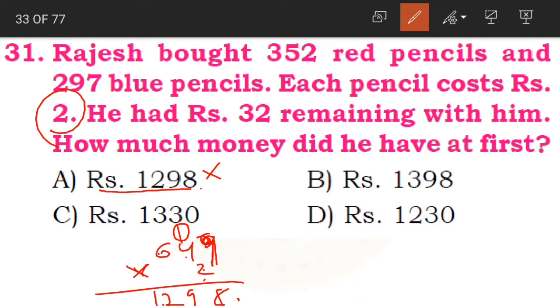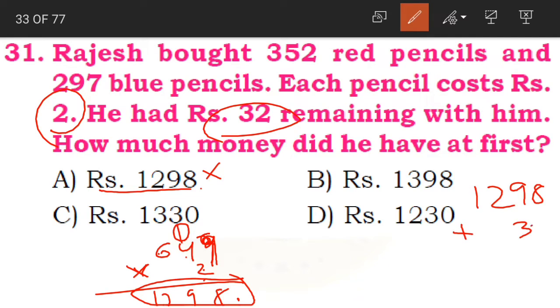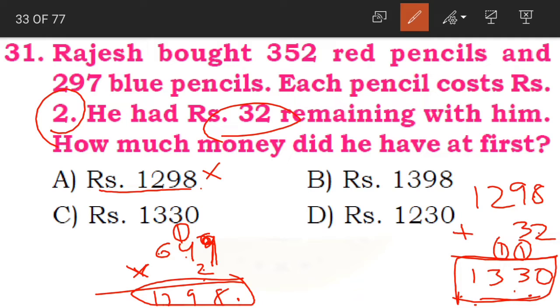After paying the amount, he had 32 rupees remaining with him. Yes, 32 rupees remaining. 1298 plus 32. 3 plus 2, 10. 9 plus 3, 12. 12 plus 1, 13. 2 plus 1, 3 and 1. 1330. So he had 1330 rupees at first.